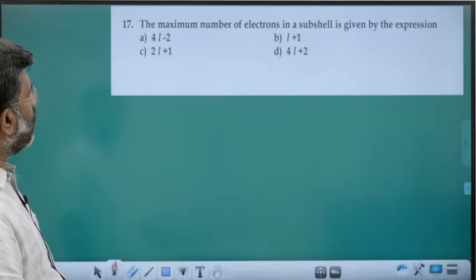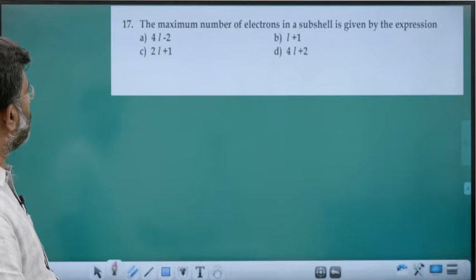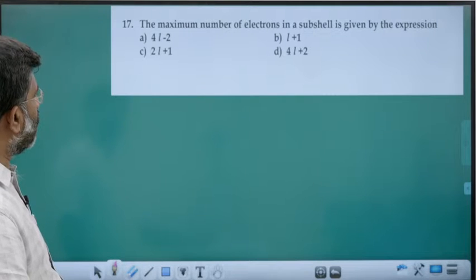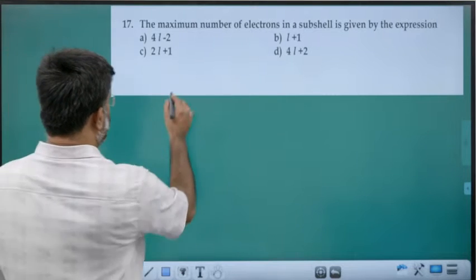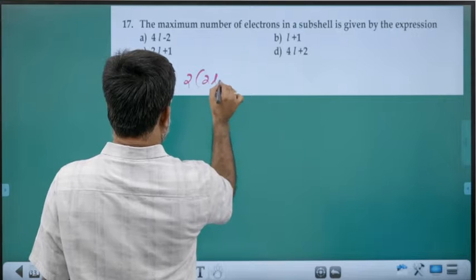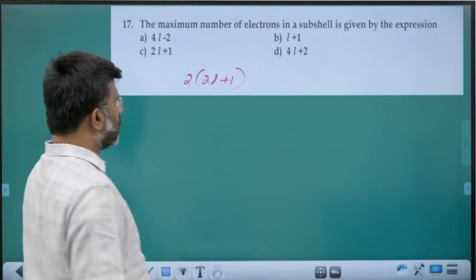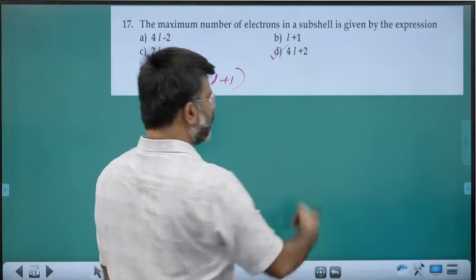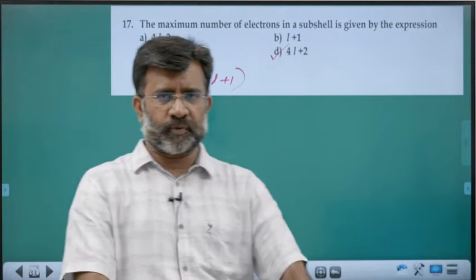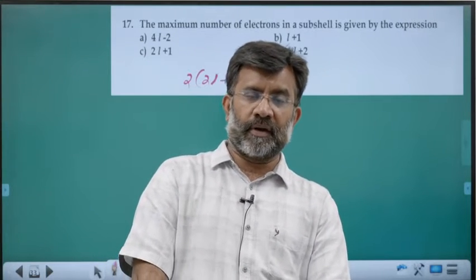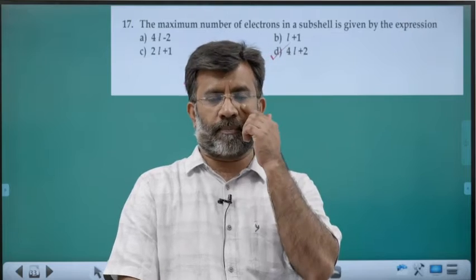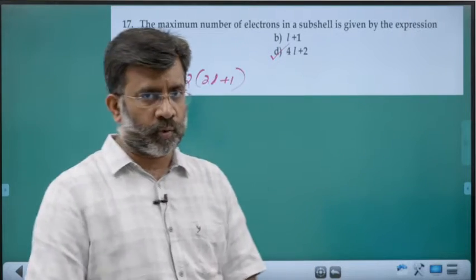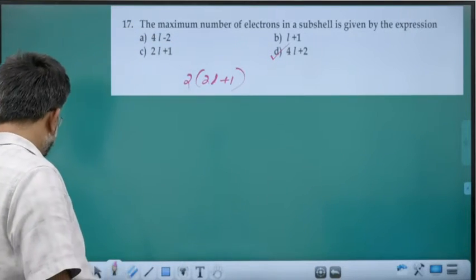Maximum number of electrons in a subshell is given by the expression 2 into (2l plus 1), which is 4l plus 2. Number of orbitals in a subshell is 2l plus 1. Number of electrons in a subshell is 2 into (2l plus 1), that is 4l plus 2. Next.